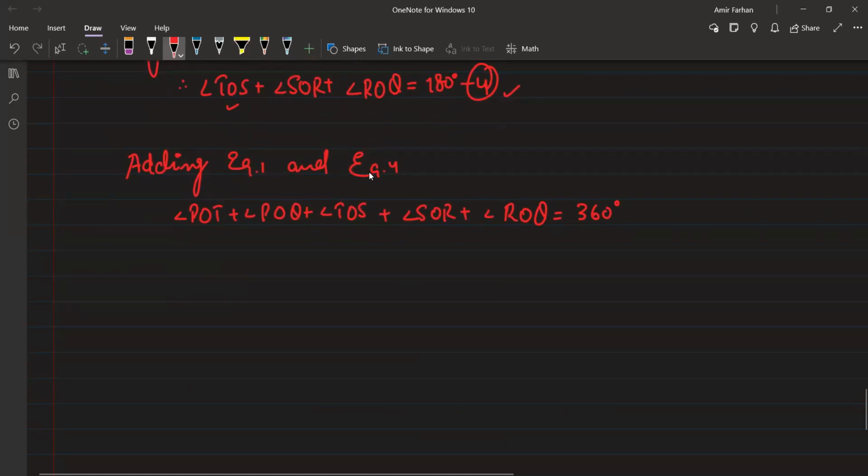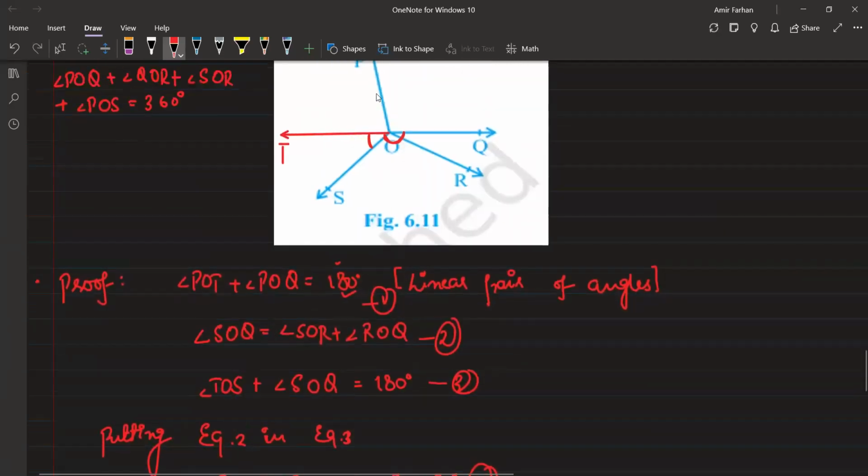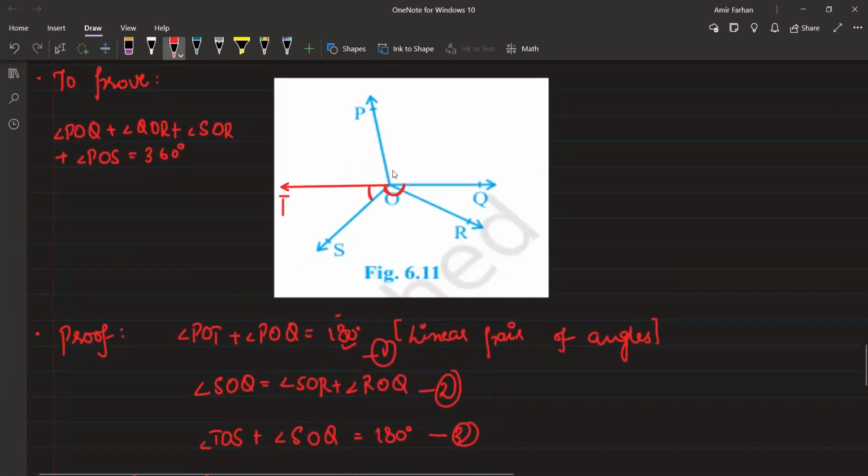Yes. Very good. Now tell me something. How can we write angle POS? POS can be written as POT plus TOS. Angle POT is POS, this whole angle. This whole angle. So, what can I write? POT plus TOS. Yes or no?